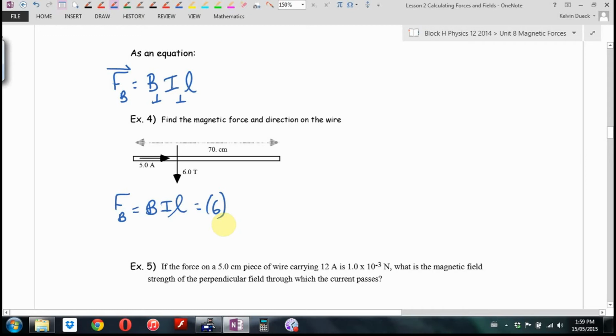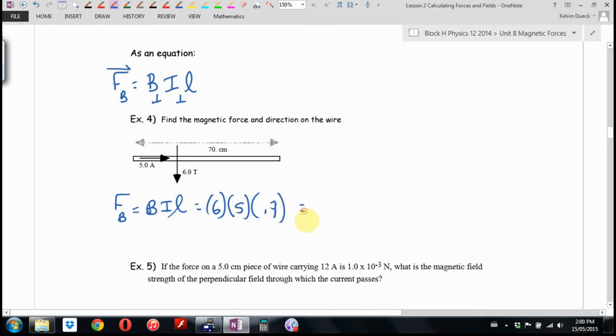Jeff? See the direction of the magnetic field? See the direction of the current? Are they perpendicular? Are they at right angles to each other? So this will work. Okay, I should have done that check first. Keep going. What's the current? 5 amps. And then how long is the wire that's in the magnetic field? Don't say 70. Please do the unit conversion. 0.7. Thank you.